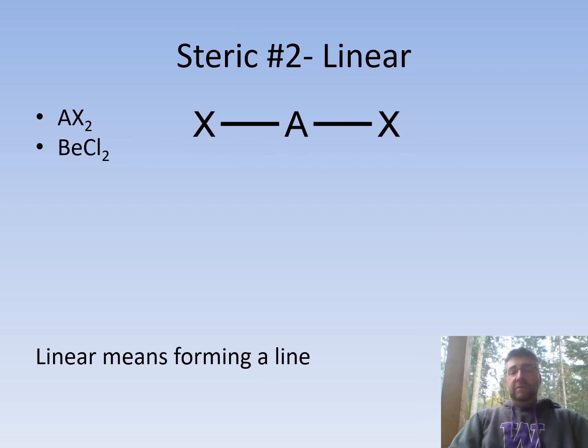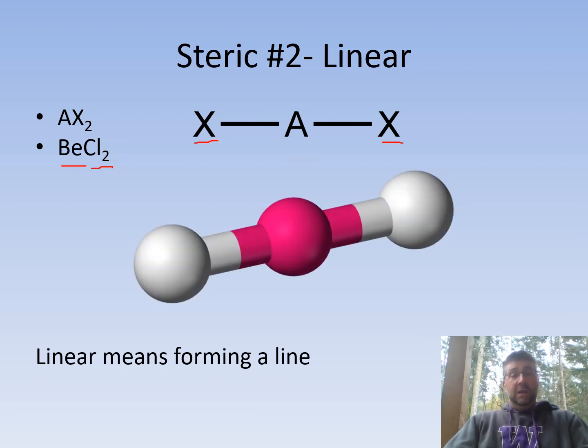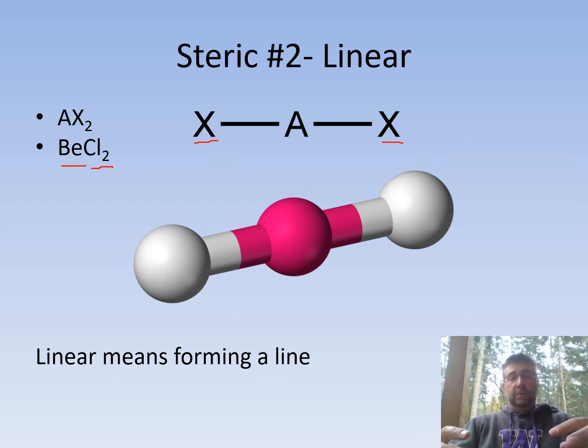The A represents the central atom, which is beryllium, and then the X's represent the bonded atoms, which are the 2 chlorines. So there'd be a chlorine here, and there'd be a chlorine here. Because the electrons want to be as far away from each other as possible, they're going to be on opposite sides of each other, 180-degree angle. And so we would draw this as its AX notation, and it has a steric number of 2 because it's going 2 directions in space. And this is how we would do a ball and stick model for beryllium chloride.